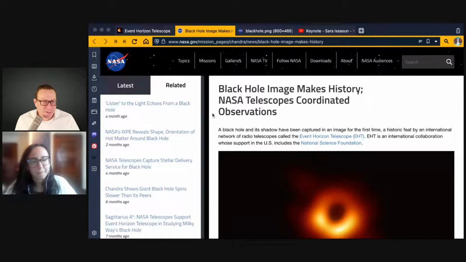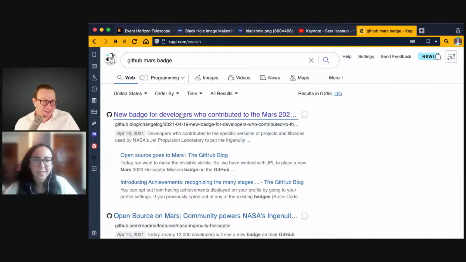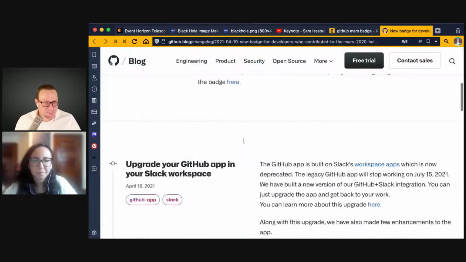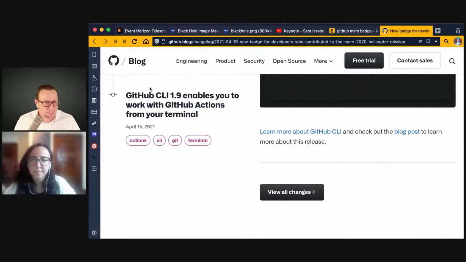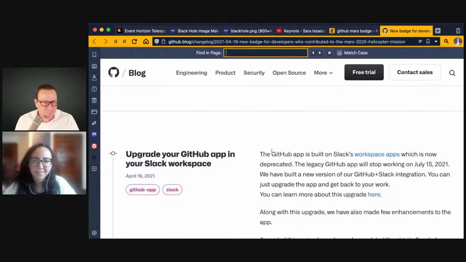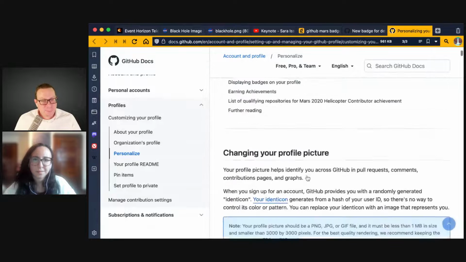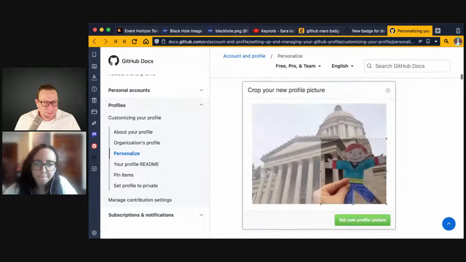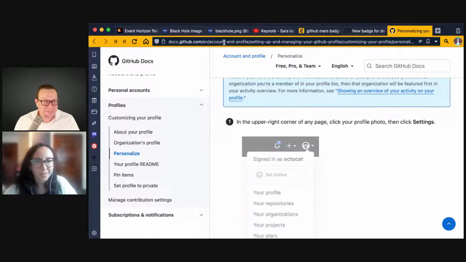Are you familiar with the Mars rover GitHub? Not the rover itself, but the Mars badge, I guess it's called. No, I don't think so. So people got this, for the people who worked on, where is this? Oh, somebody show me the badge. So for people who worked on the Mars lander, they got a special badge. I don't know where it is.